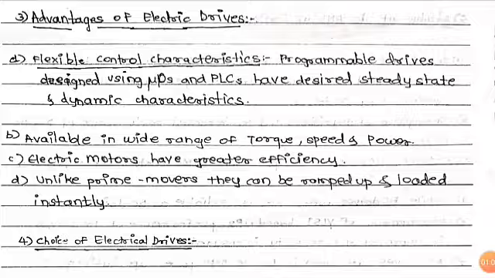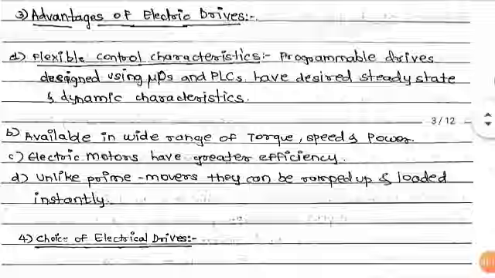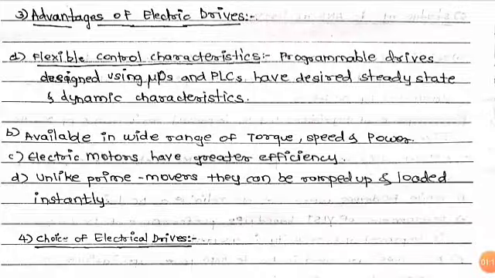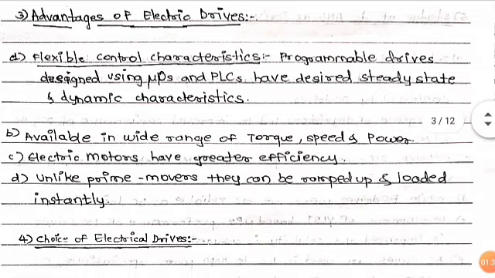So first advantage is flexible control characteristics. Now control characteristics means obviously the speed and torque control, especially the speed control. So this has very flexible control characteristics. We can achieve any desired operating point which lies in the control region or controllable area of the motor machine.